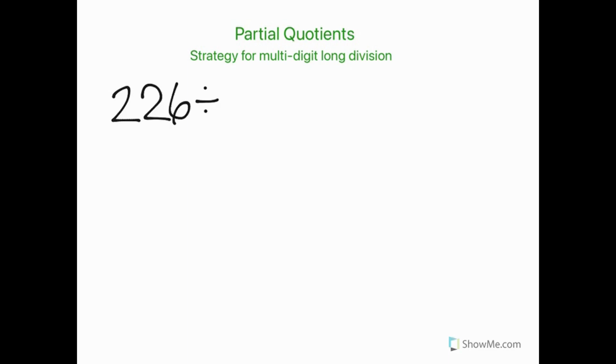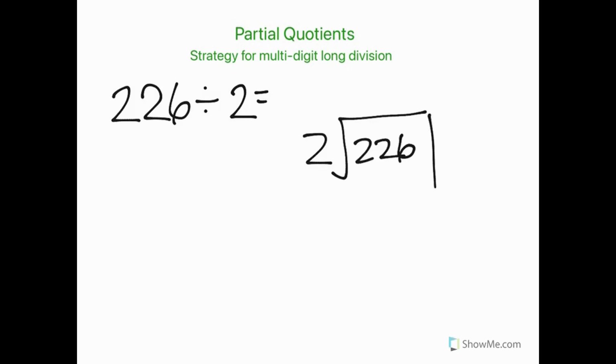Suppose we want to solve the equation 226 divided by 2. First, we're going to put it into our new form. We're going to do 2 goes into 226. We're going to pull this guy all the way down. So the first thing we have to do is think about how many groups of 2 will fit into 226.